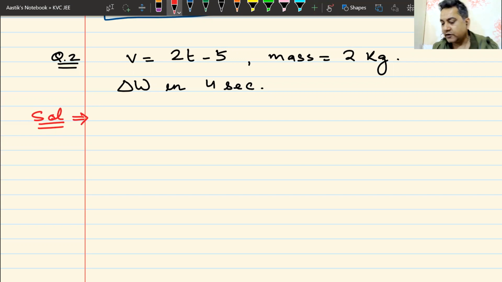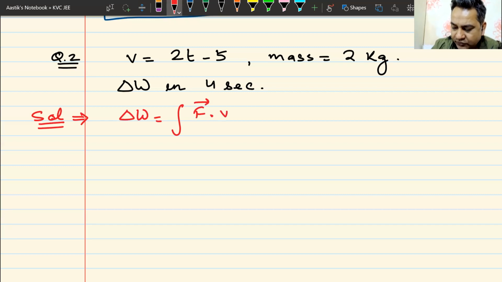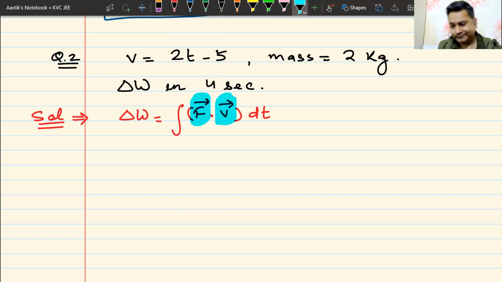How to do it? How have you done it? So first of all, I will just write work done as integral of F dot v. I am not using the word power because we have not done power yet. So F dot dv into t. Anyone can help me how to do it? So first I have to find out F. I need to find out v.